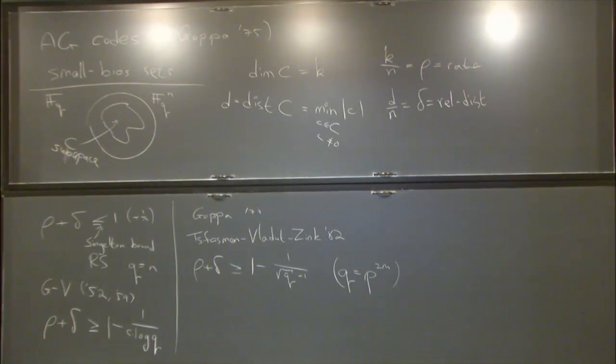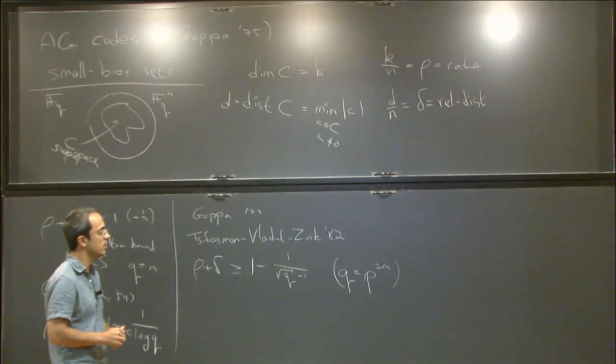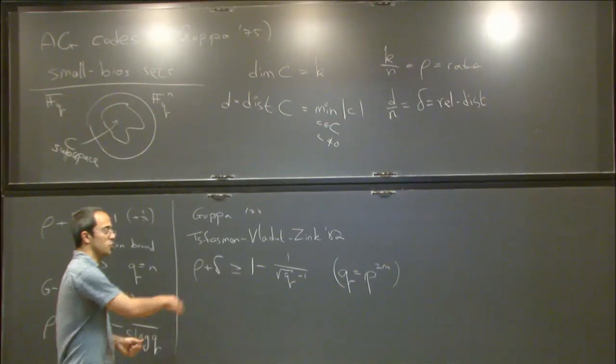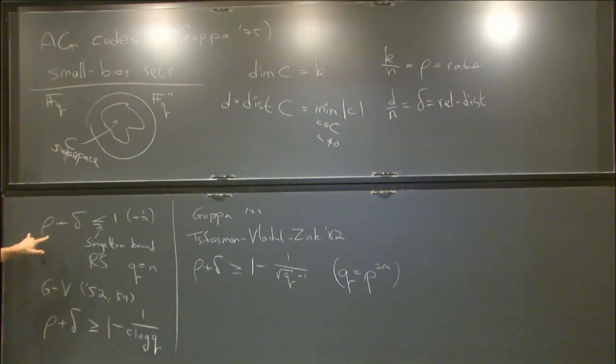Okay. That one is not on rho plus delta, right? It's something that doesn't look linear. Right, exactly. You have entropies going on and stuff like that. So this is kind of oversimplifying. Say that I want rho plus delta to be close to something. It's just one way of asking the question of how can you make rho and delta large simultaneously.